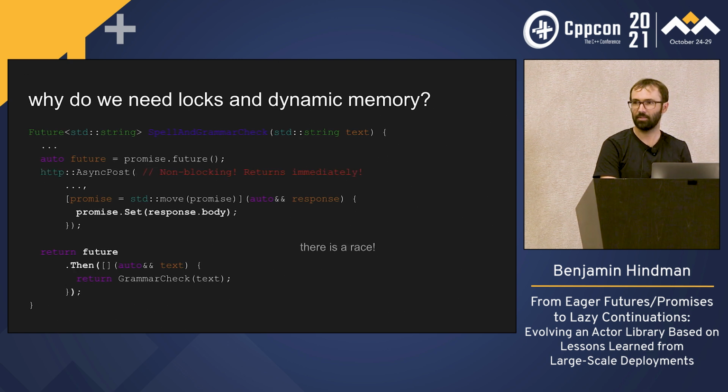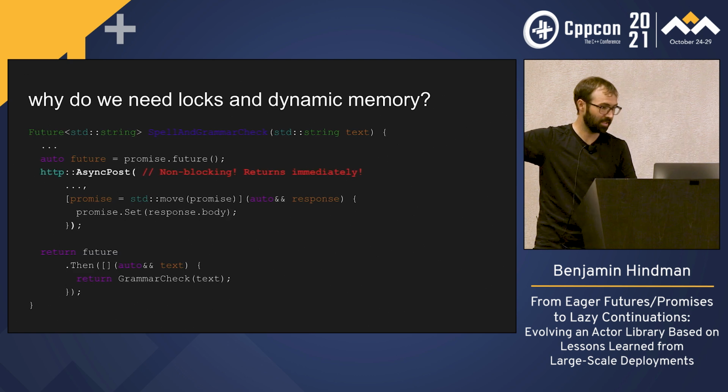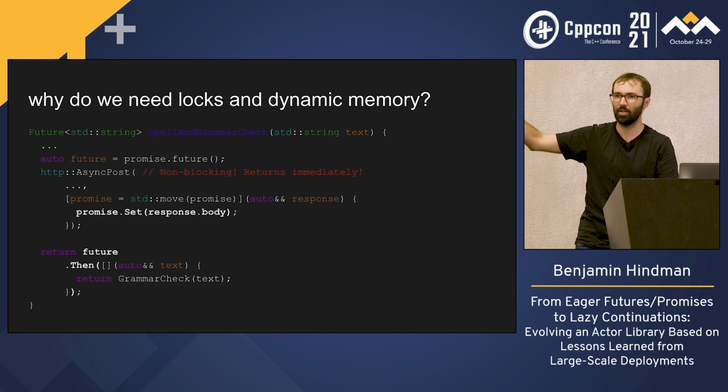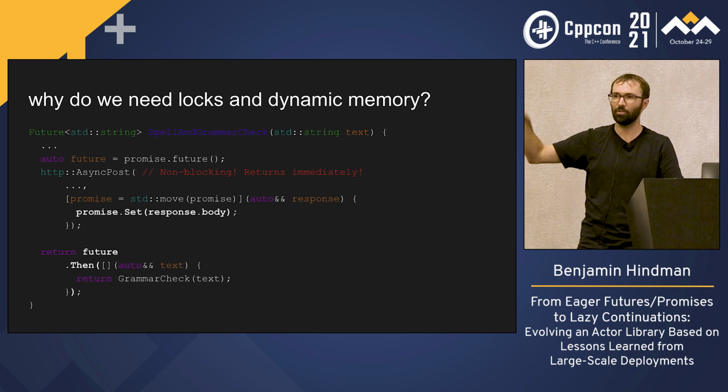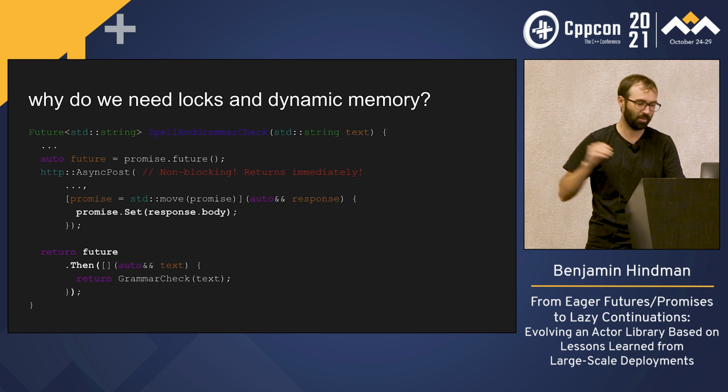There's a race between promise.set being called and future.then being called. Why is that? Because by calling async post and passing this lambda, this callback, that callback might be executed by who knows what, by some event loop, by some other threads, by however async post is implementing their code.